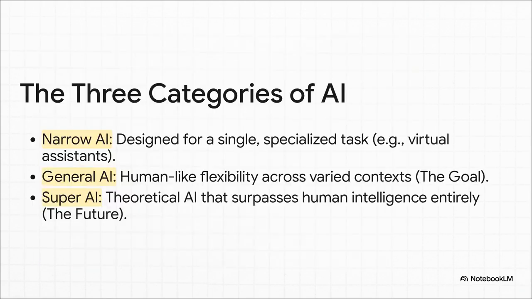And this field is huge. I mean, most of what we interact with today, like your virtual assistant, that's what we call narrow AI. It's fantastic at one specific thing. Then there's general AI. That's the big goal everyone's chasing, a machine with human-like flexibility. And super AI? Well, that's the stuff of science fiction, for now. An intelligence that's way beyond our own.